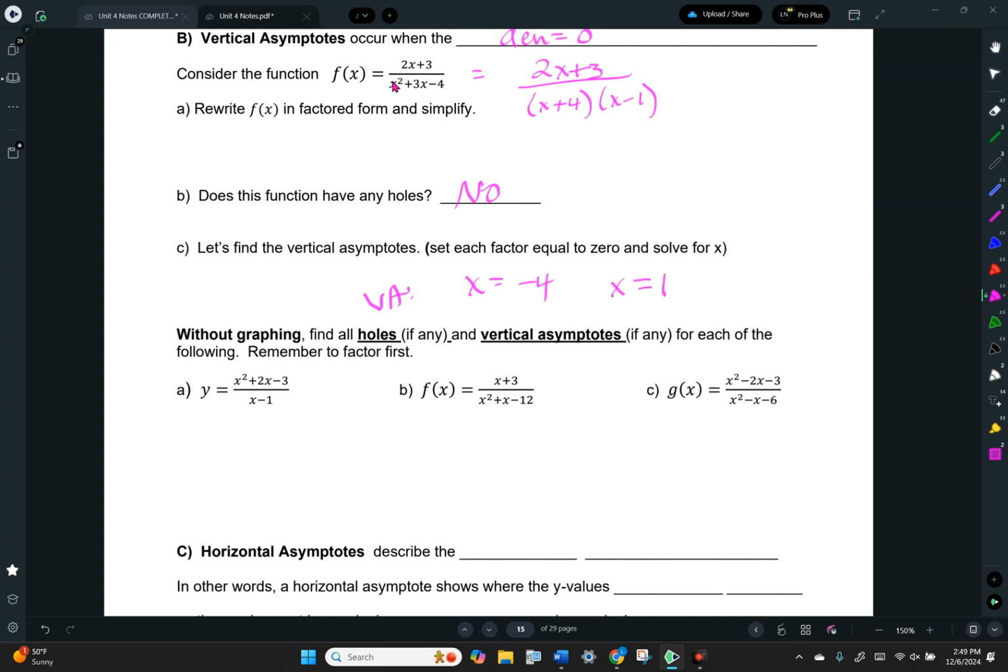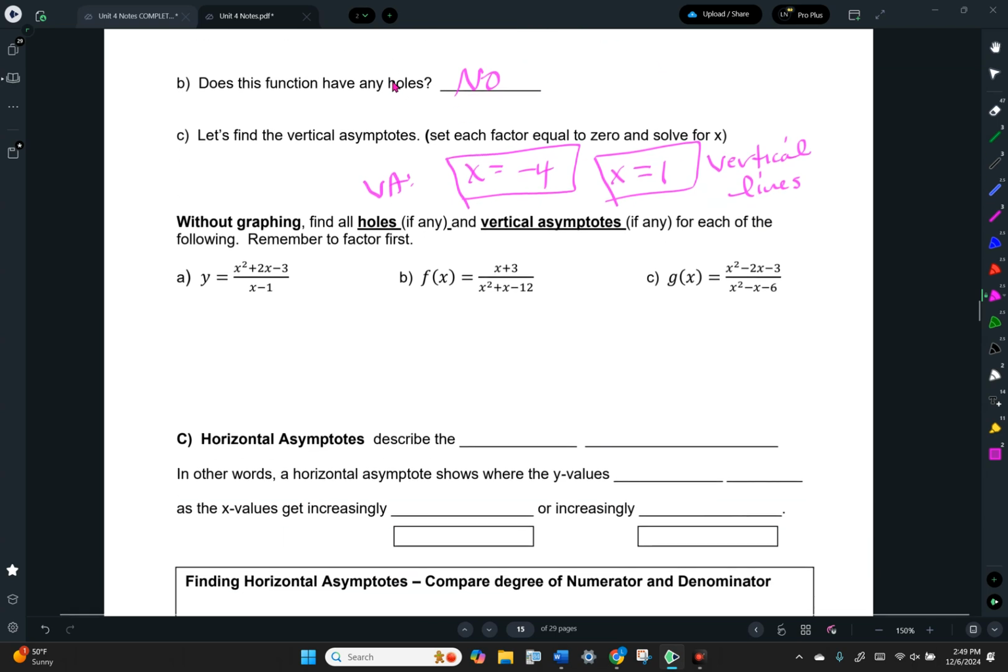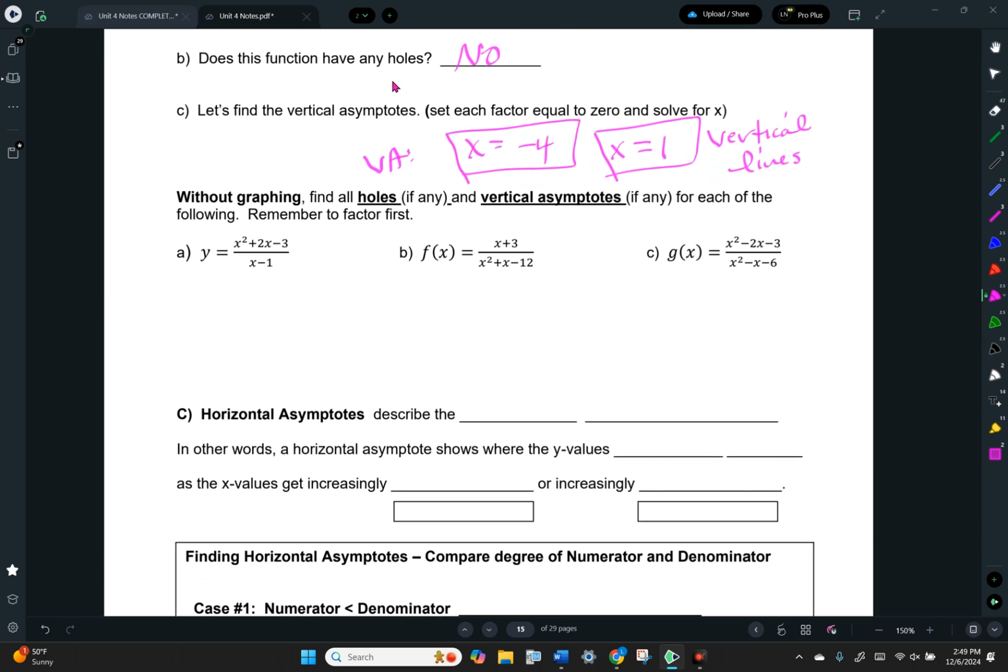And one thing to notice is that for a vertical asymptote, there's no such thing as going in and finding the y value, because these represent vertical lines, right? And remember back in the day, we said vertical lines are always written as x equals a number. Okay, so let's put it all together. Again, we're not doing any graphing yet. We're just talking about how to find those holes and how to find those vertical asymptotes.